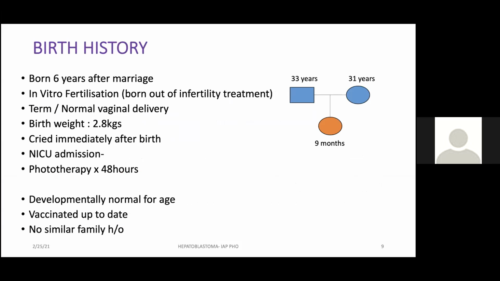So going ahead with the birth history of the child. She was born out of in vitro fertilization after 6 years of marriage. It was a term baby born out of normal vaginal delivery. It weighed 2.8 kgs at birth. The child cried immediately after birth. It required NICU admission and required phototherapy for 48 hours. She was developmentally normal for age and vaccinated up to date. There was no similar family history.